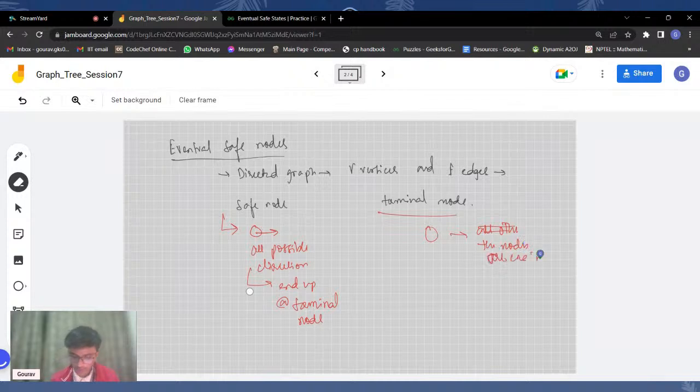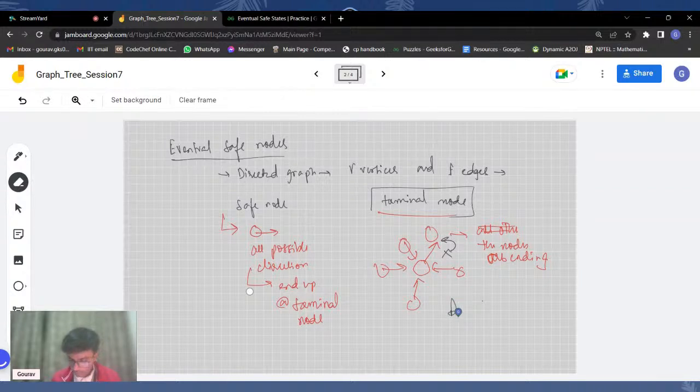It means that a terminal node will not give rise to any other node. So if any node is connected to the terminal node, it should mean that it is coming to that node in this fashion. But there should not be a directed edge going from that node to some other node. So this part is not allowed. So this is called a terminal node. And in this question, the entire graph is basically a directed graph.